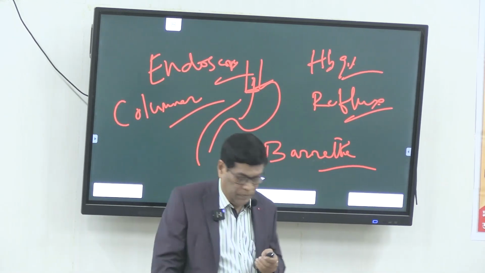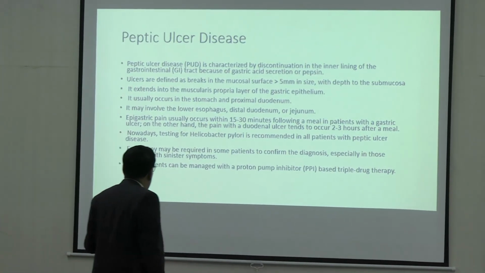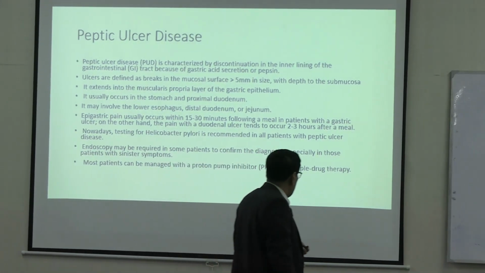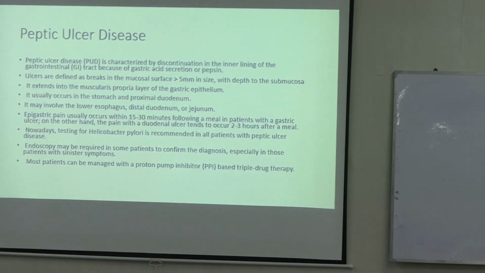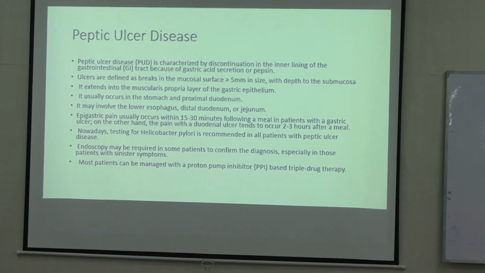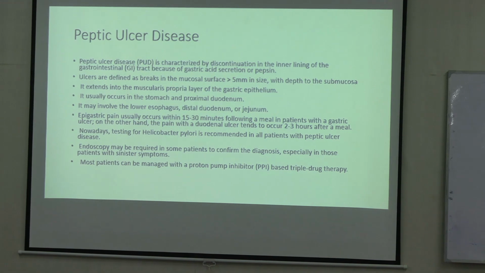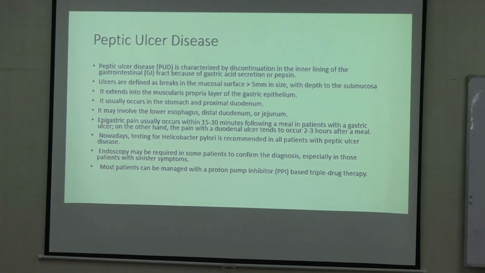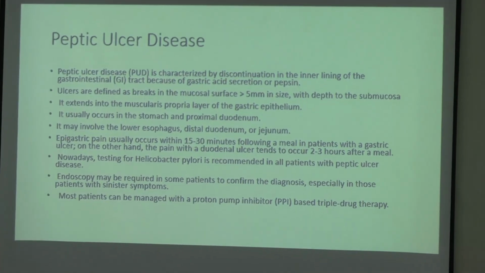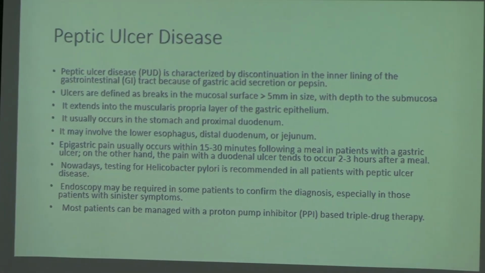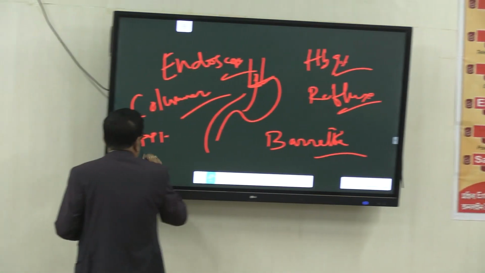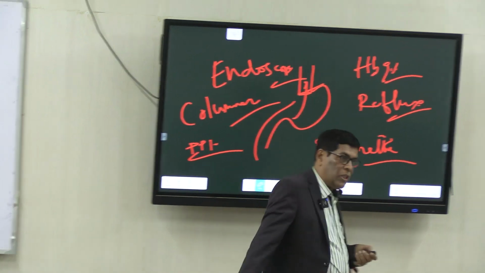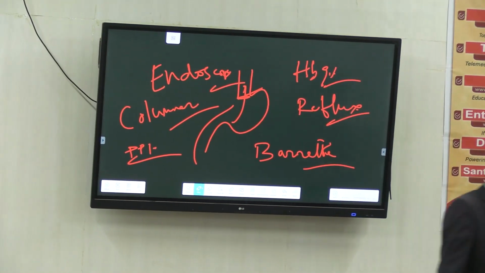All right. Most patients can be managed with proton pump inhibitors based on quadruple drug therapy. This is for proton pump inhibitors. I have shown you the pump is hydrogen potassium ATPase pump. If you inhibit this, actually this hydrogen will not be secreted. This is called proton pump inhibitors. In simple, it is known as PPI. Pharmacological names are omeprazole, pantoprazole.